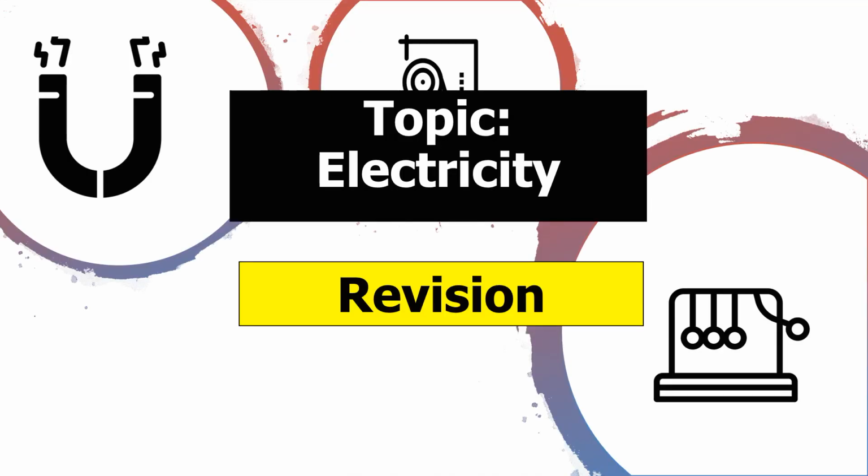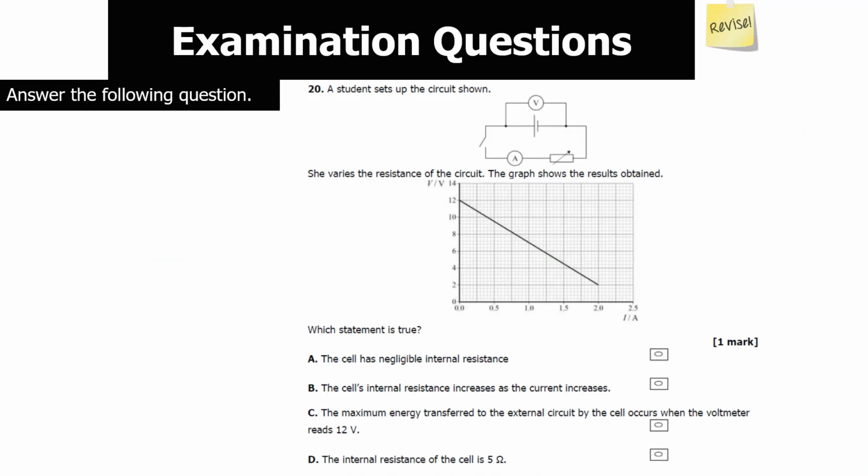Let's have a look at some questions with electricity. So a student set up a circuit as shown below. She varied the resistance of the circuit and the graph shows the results obtained. So which statement is true? So pause the video now, then unpause the video when you want to go through your answer. Right, so how do you answer this question?